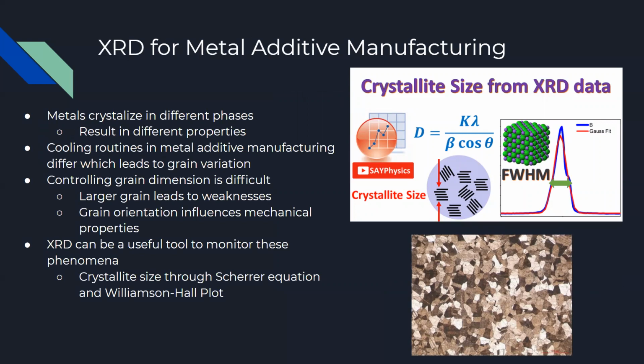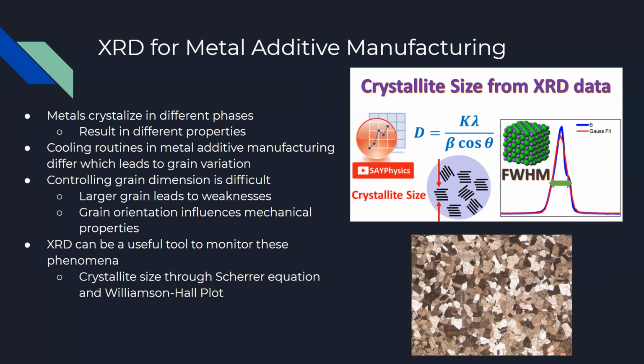In the case of metal additive manufacturing, we commonly see that metal is crystallized in all sorts of phases, which results in different properties of the metal. The cooling routines for a process differ from that of, say, any other sort of additive process of the same family. So the cooling stage causes a lot of variations in the grains of a metal. Controlling this phenomenon is very difficult, but it's crucial. It's important for the process.